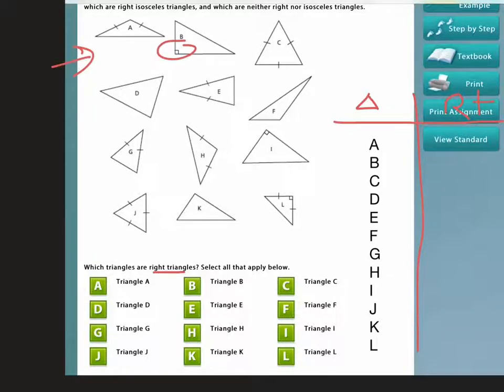What you see is B is a right triangle. Triangle I is a right triangle, and L is a right triangle. So based off of that, there are only three right triangles: B, I, and L.